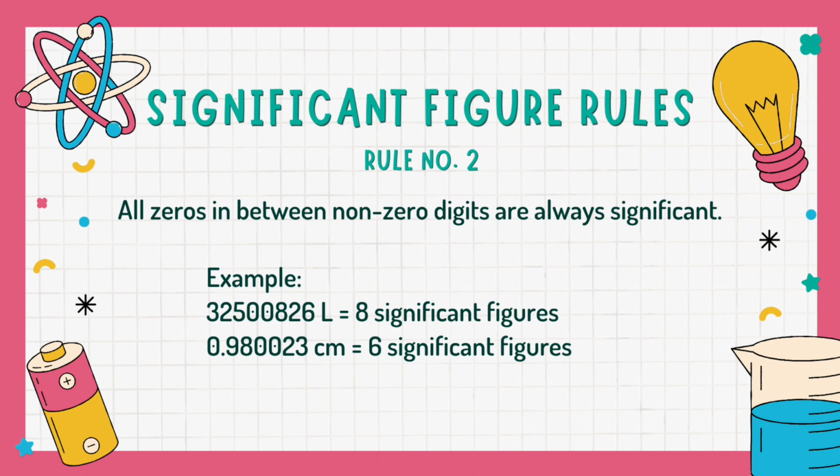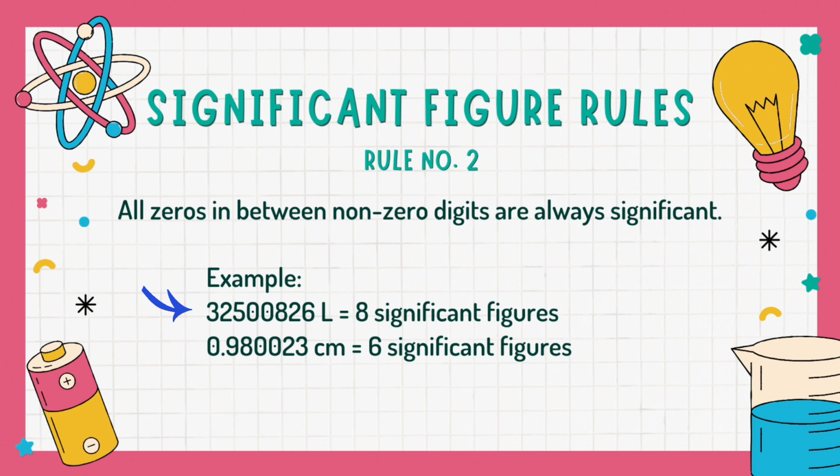Rule number 2. All zeros in between non-zero digits are always significant. I may have said that only non-zero digits are significant for rule number 1, but there are also circumstances where 0 is also significant.